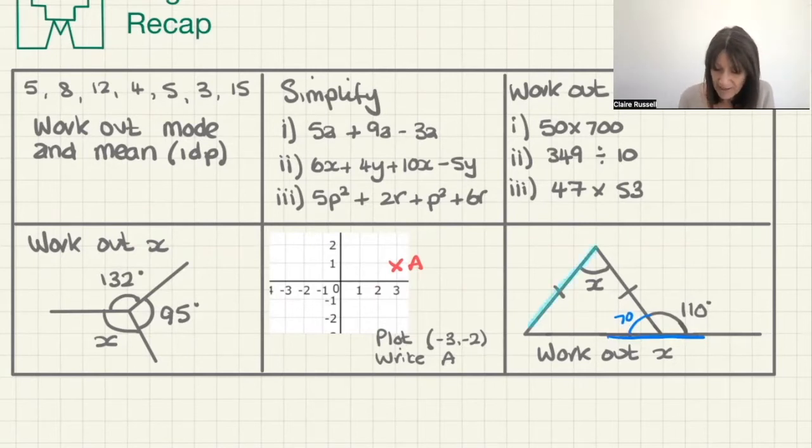Highlighting my lines and putting my arrowheads on, I can see that the bottom 2 are equal, which would mean that's 70 as well. The 70s add up to 140. The triangle is 180. So when you take that away, you get your X equaling 40 degrees. Okay, so hopefully that has helped.